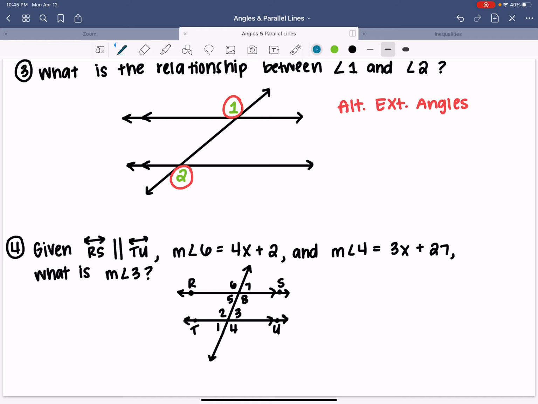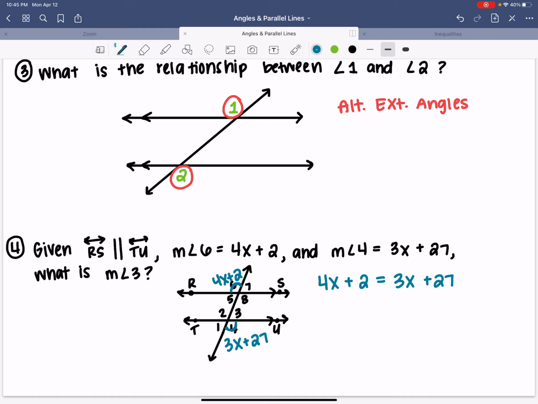All right, so now we have measure of angle 6 is 4x plus 2. So I'm going to write that here. And the measure of angle 4 is 3x plus 27. Okay, well these two angles, angle 6 and angle 4, they are alternate exterior, so they are congruent. So they equal each other. So I'm going to set them equal to one another to start.